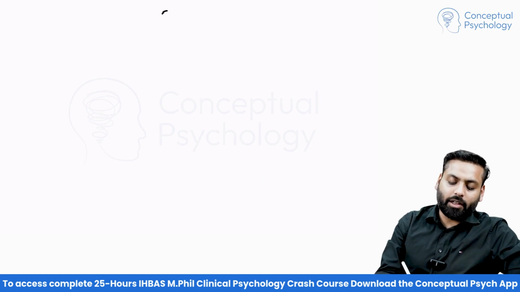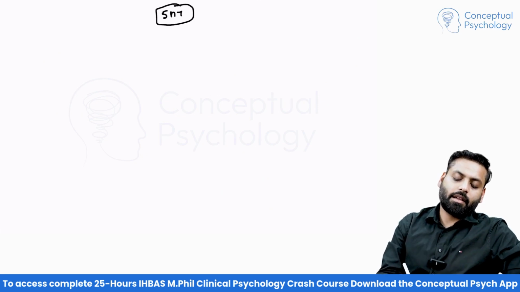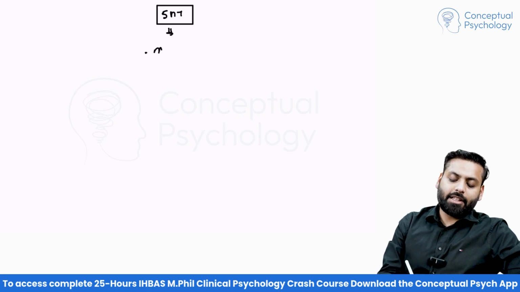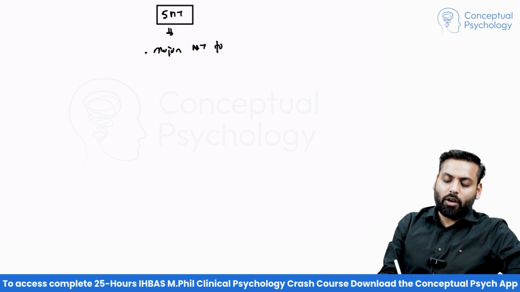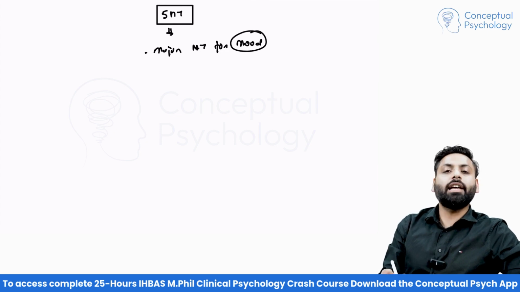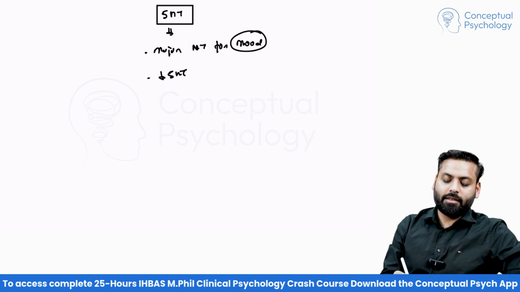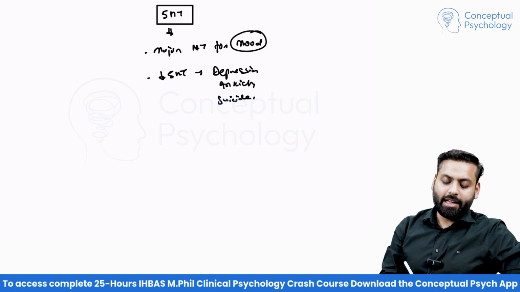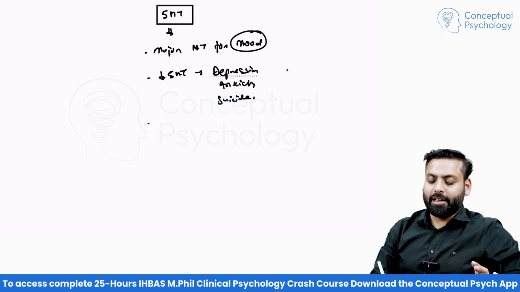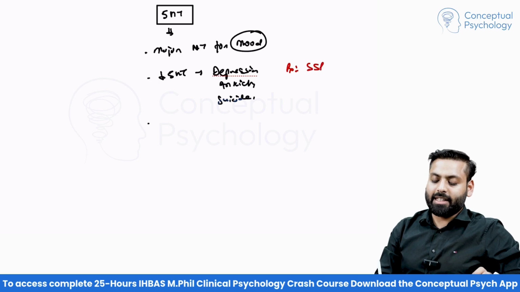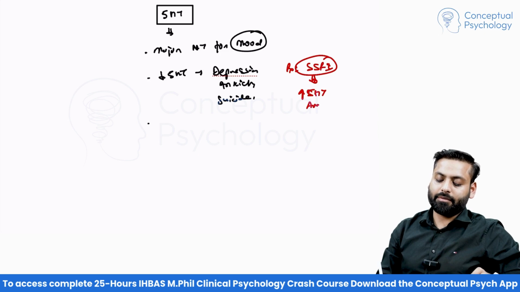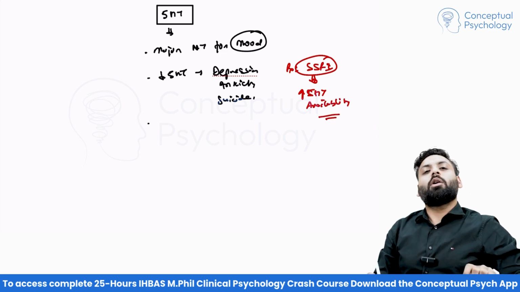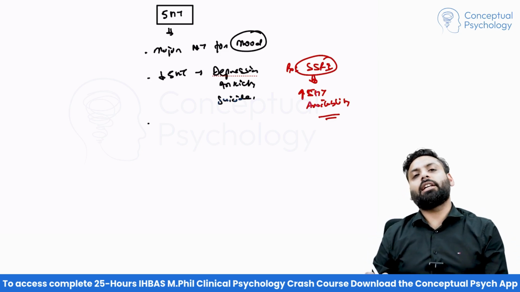Okay. Coming to serotonin. Serotonin is the major neurotransmitter for mood. Okay. If serotonin is less, then it can lead to depression and anxiety and even suicide. Okay. That is why for the treatment of depression we use SSRI. SSRI increase the serotonin availability in the brain.